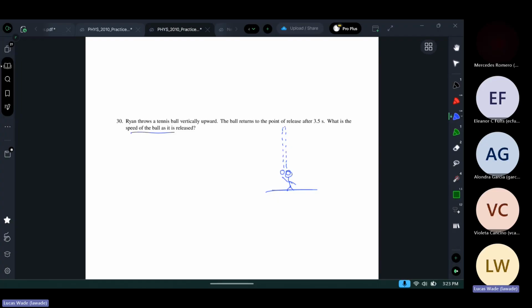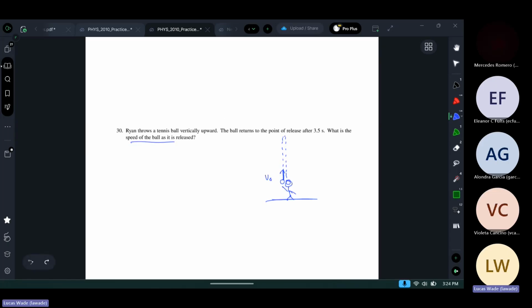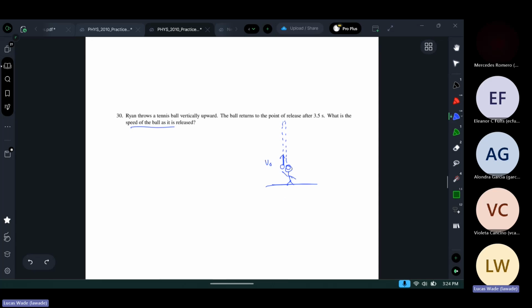So what was the speed of the ball as it was released? I'd call that V initial. This is a 1D problem, so I could just leave it there. Or if you're like, I don't know if that's 1D or 2D, you might call it V0Y, but nothing's going on in the X direction. So I'm just going to leave it at V0.